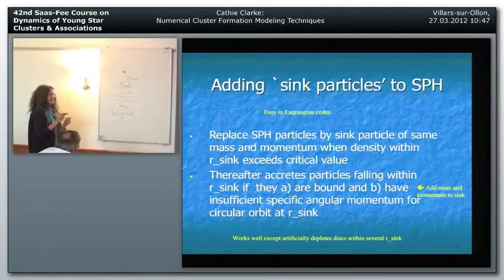So you really expect your disks to be depleted in mass within a factor of several of the sink radius. And what that factor is, of course, depends how long you run your simulation for, and also what your artificial viscosity and what your code is like. But there is a caveat there.